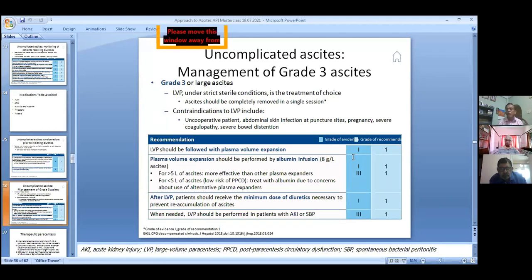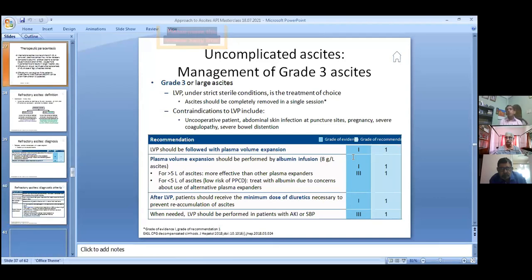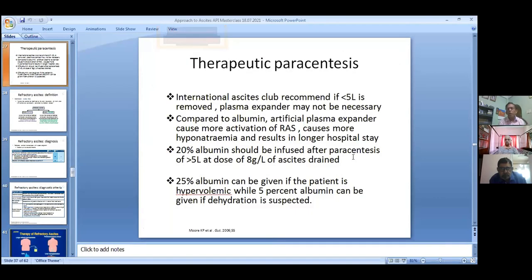The albumin is much better than the other plasma expanders. And after a large volume paracentesis, you can give a minimum dose of diuretics. So the patient may respond after a large volume paracentesis with diuretics. So for fluid removal of less than 5 liters, albumin or plasma expander may not be given. It's not necessary. Why are you giving the albumin or plasma expanders?